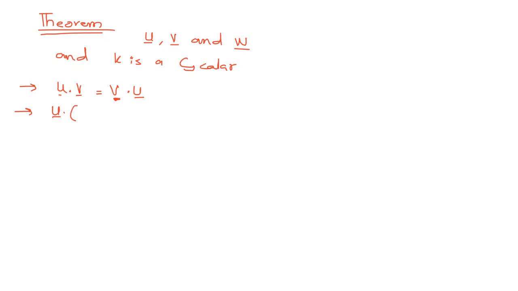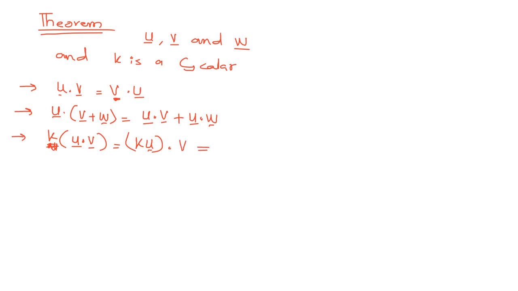Similarly, if you multiply vector u with the vector v plus w, that will give you u dot v plus u dot w. And if you multiply k, a scalar, not a vector, with u dot v, that is also equal to u dot k times v. So you can multiply the scalar with either vector, u or v.